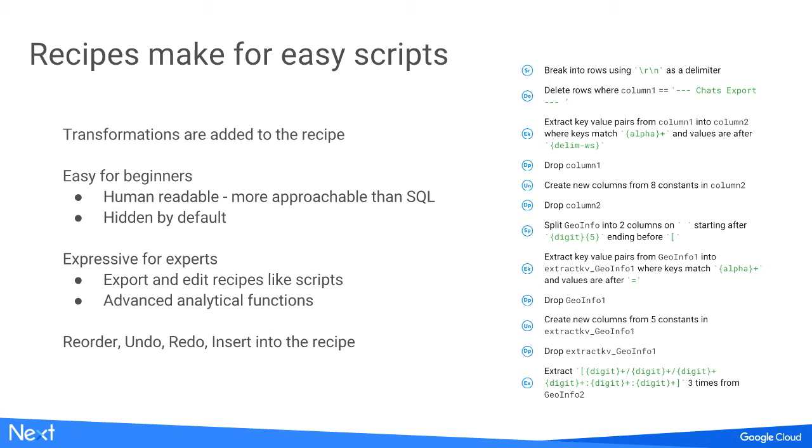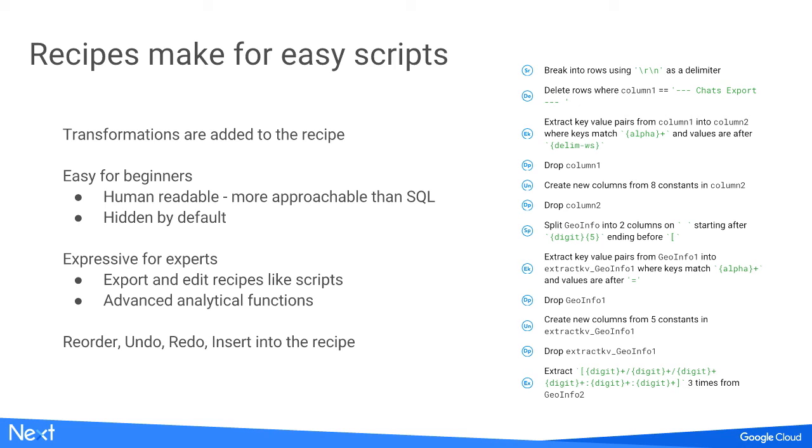You can apply one transformation that way, but generally you're applying lots of transformations. A clean here, a clean there, some structuring, enriching. These transformations are added up in what we call a recipe. It's a little more approachable than the word script, perhaps. And recipes in data prep, maybe slightly different than SQL or Python, are human readable, or at least human readable to most humans. And they are hidden by default.